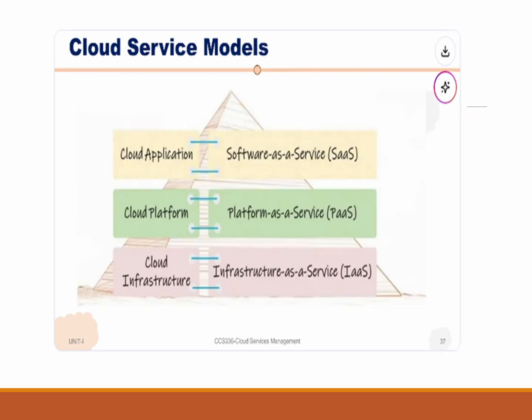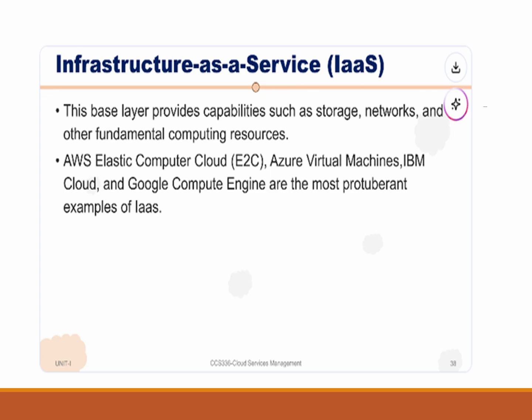What are the cloud service models? Generally, there are three cloud service models. That is software as a service, which belongs to the cloud application; platform as a service, which belongs to the cloud platform; and infrastructure as a service, which belongs to the cloud infrastructure. Now we are going to see them one by one.